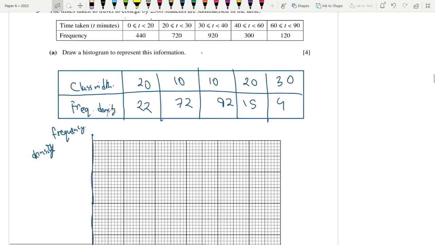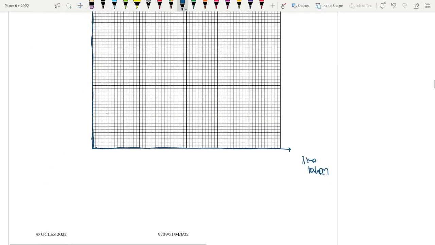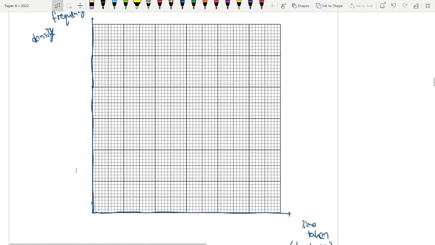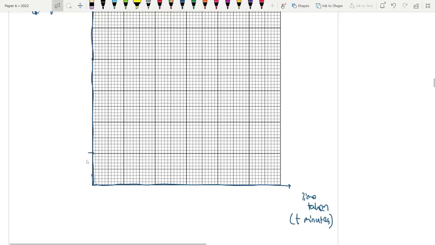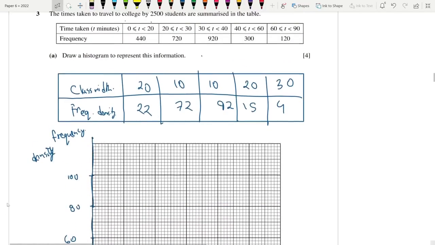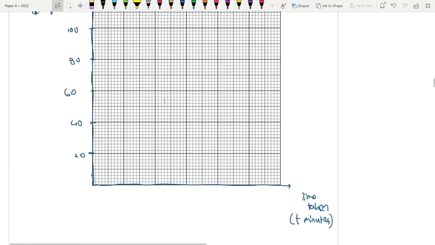What was the unit? Minutes. Okay, so let's go. So the scaling, right? 20, 40, 60, 80, 100. This looks good. What about the x-axis? It's still 90, right? The same thing should work. 20, 40, 60, 80, 100. That's great.